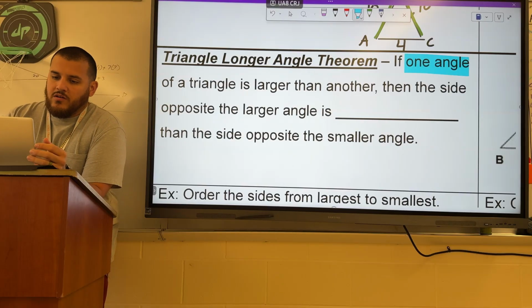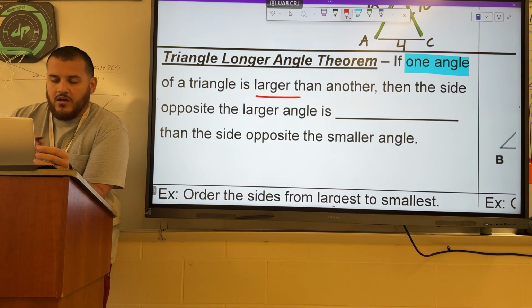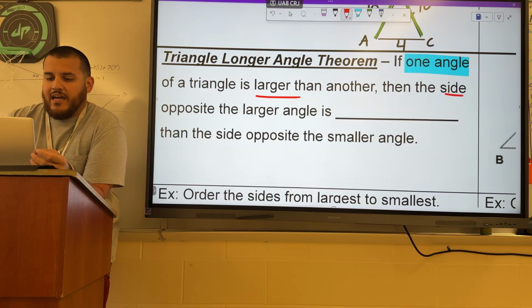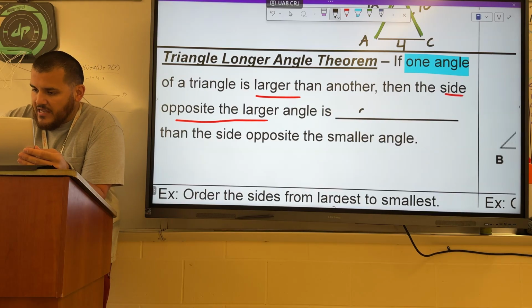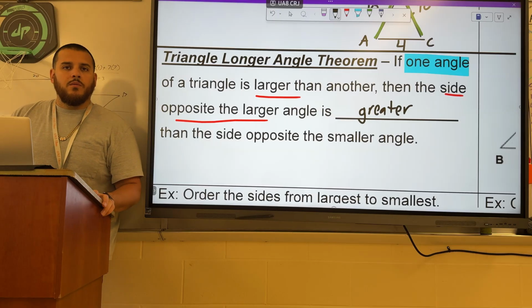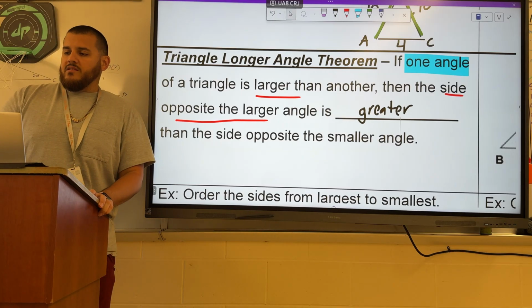So if one angle of one triangle is larger than another, then the side opposite of that large angle has to be greater than, or longer than, the side across from the smaller angle. All right, let's take a look at how that works.